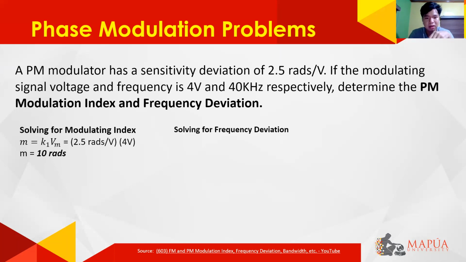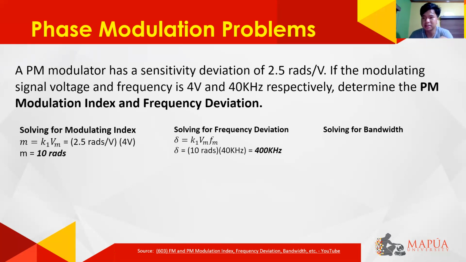Next, we will solve for the frequency deviation. The frequency deviation formula is the sensitivity deviation multiplied by the modulating signal voltage and the frequency. In the modulation index we already multiplied K1 Vm, so we now just need to multiply 10 rad by 40 kilohertz. It is normal multiplication once again, and we have 400 kilohertz.